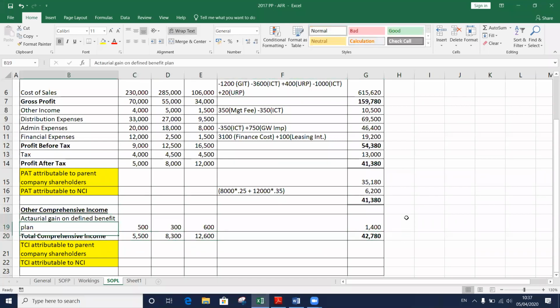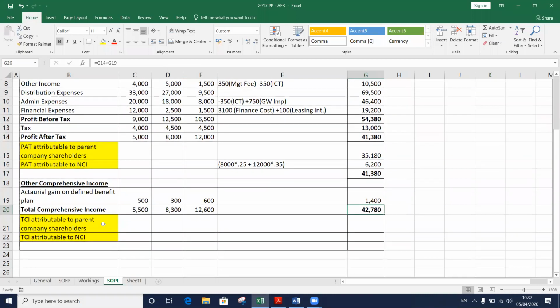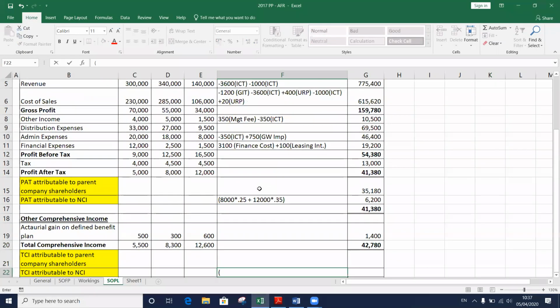That is why I said those while highlighting them. Profit before tax, gross profit, profit after tax, total comprehensive income, over. Right. Again, this amount also we need to allocate between parent company shareholders and NCI. Now tell me, what is the total comprehensive income of Acer PLC?